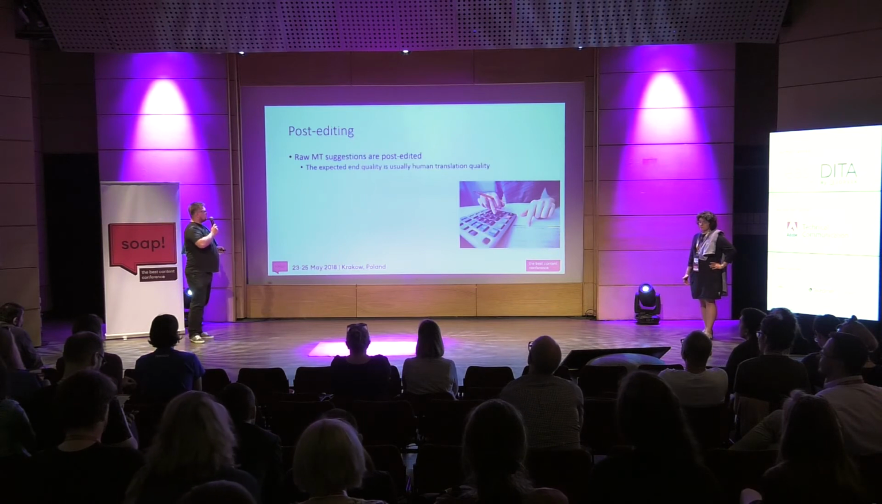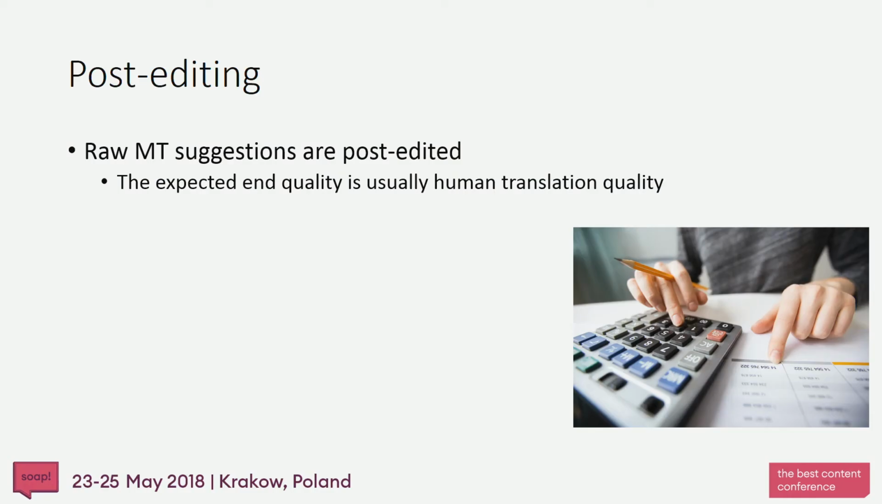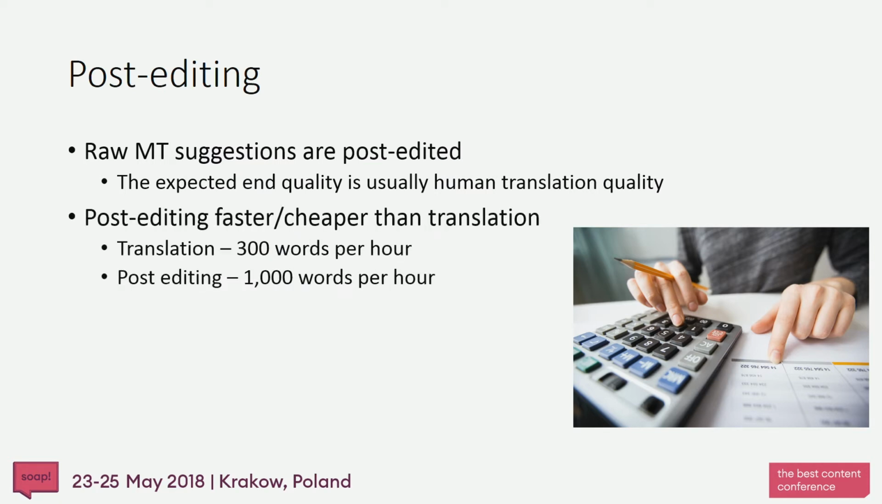So what's the concept behind the post-editing? That you want to get the raw MT output and move it to the human translation quality. And why? Because it's cheaper. Because it's faster. Because when you translate from scratch, you can do like 300 words per hour. These are like average numbers. I know people who can do more, but let's say 300 words per hour, it's normal. So you do probably 2,000, 2,500 words per day.